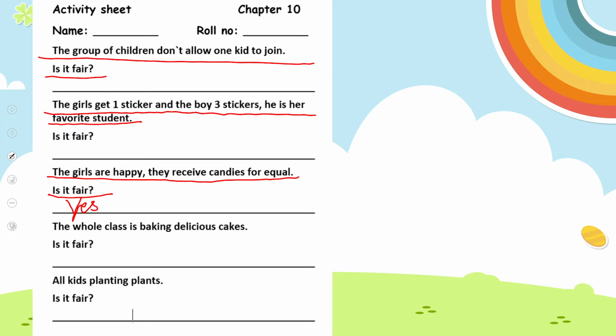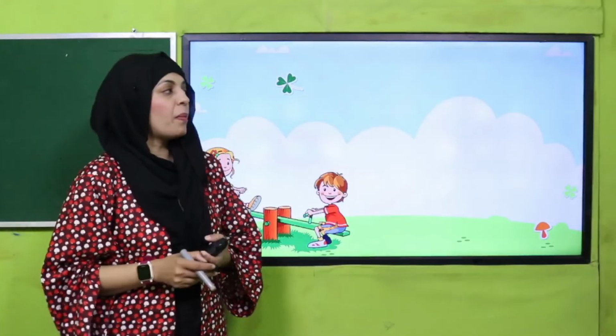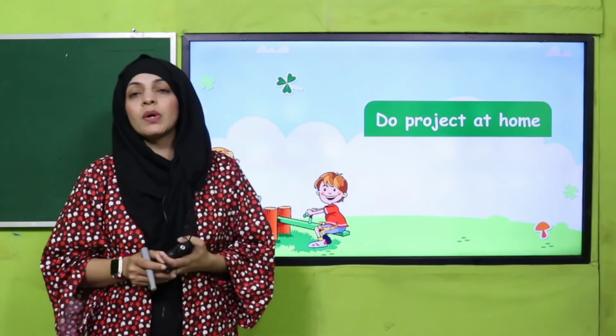You will write the full sentence. The whole class is baking delicious cakes. Is it fair? Yes. All kids planting plants. Yes, it is also fair. So जिसमें तमाम लोगों को सेम उनके साथ बिहेवियर हो रहा होता है तो ये एक फेयर मामला हो जाता है. So pause the video and quickly finish the worksheet. I hope everybody has done it. Now let's quickly move forward towards the homework.